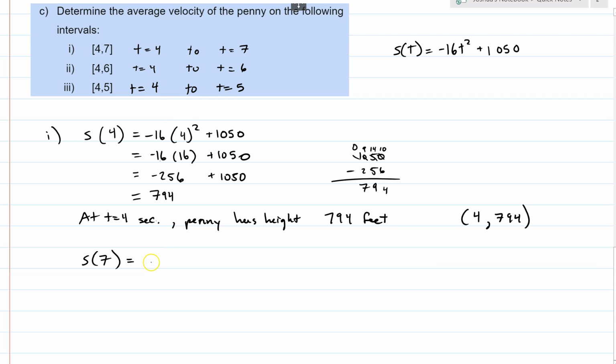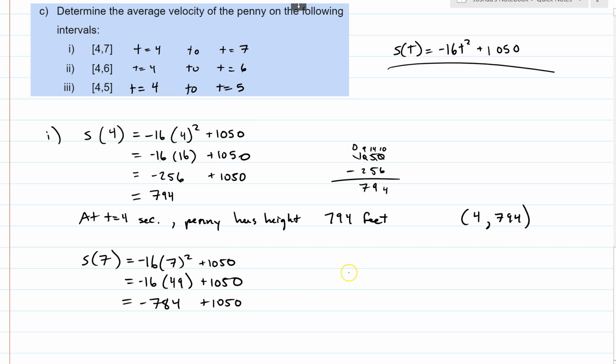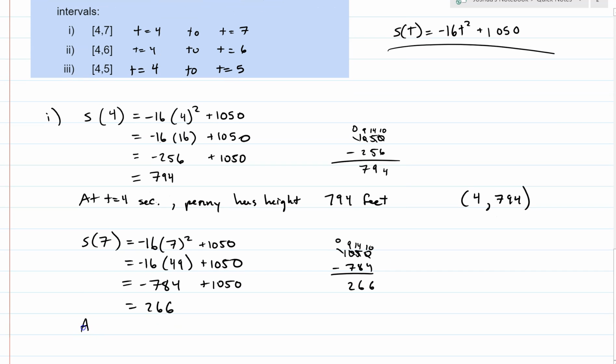So when t equals 7, I'm going to plug in 7, and 7 seconds have passed, so it should be pretty close to the ground by now. I'm going to plug in 7 for t into this equation. So that's negative 16 times 49 plus 1050. That's negative 784 plus 1050. And then what we want to do here is, of course, subtract. Just a quick subtraction here. 10 minus 4 is 6, 6, and 2, 266. So we are now 266 feet above the ground. So after 7 seconds, the penny has height 266 feet. And again, as a coordinate point on the graph, it would be 7, 266.